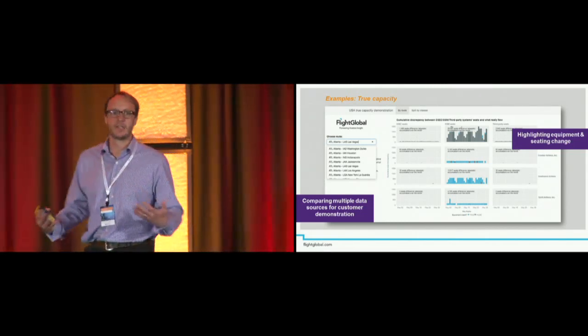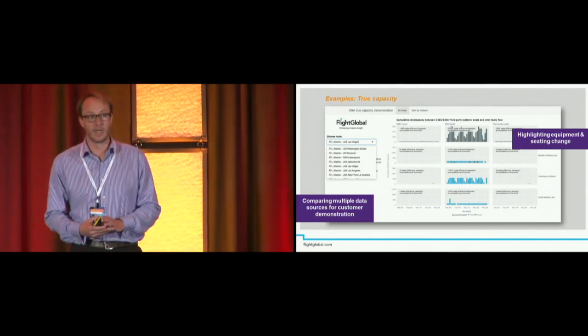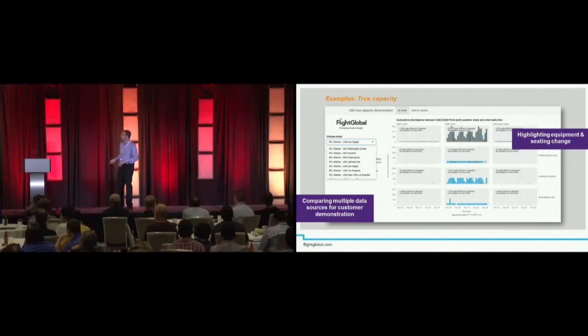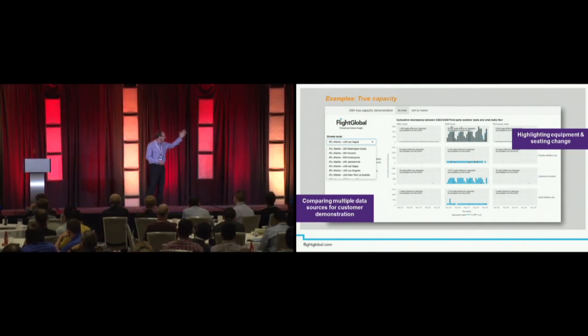The effort for us is to say, hey, there's this new norm now, and it's much more different, and it's much better, much more accurate. So we built some visualizations that helped to demonstrate this. This is a true capacity demonstrator. So you can pick a route between an origin and destination, and what it'll do is it'll show you in a series of graphs the difference between what was scheduled and what actually happened.